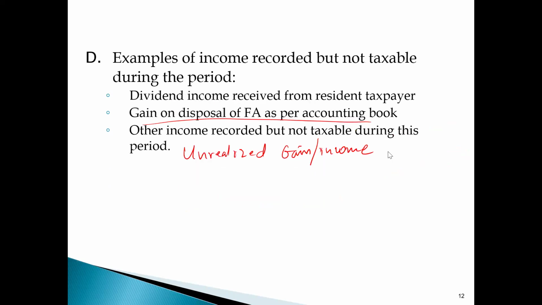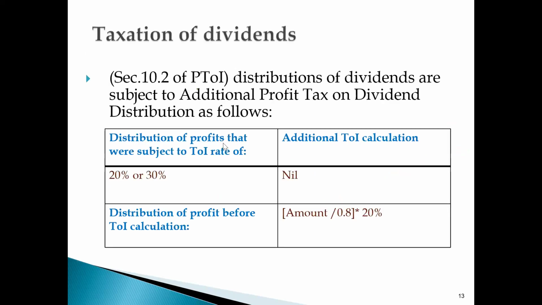Next, you need to remember all incomes recorded but not taxable. All of this is very important when you calculate tax on income. Okay. And next we learn about taxation of dividends. So when we're making money and then we distribute retained earnings back to the shareholder, which we call dividend, what kinds of tax do you need to pay?